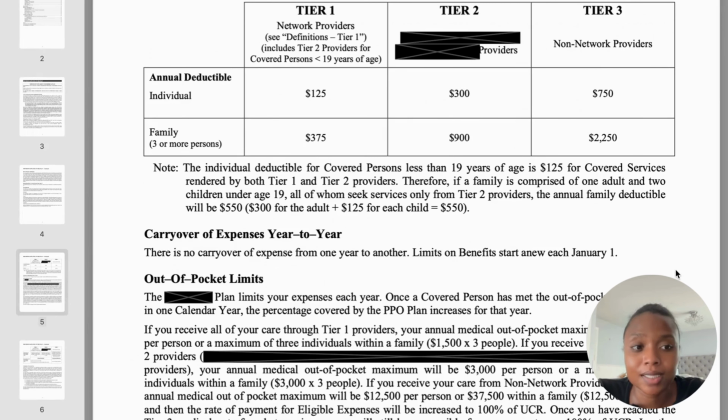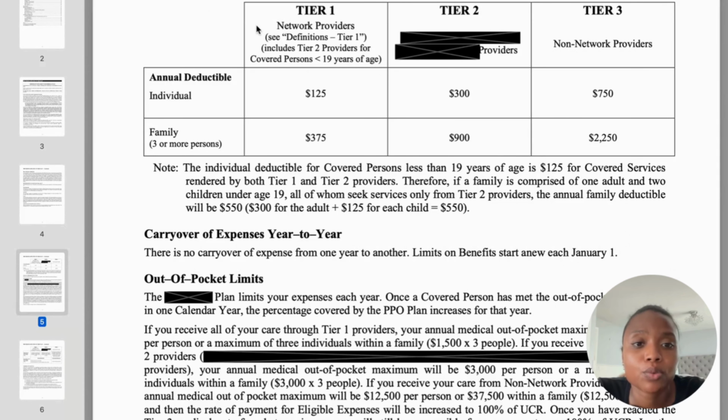So we're in the deductible section, and you can see right off the bat this plan has different types of providers. So we're not just simply dealing with in-network and out-of-network providers. Here there are three tiers of providers, tiers 1, 2, and 3. And tiers 1 and 2 are in-network providers, but they're of different groups.